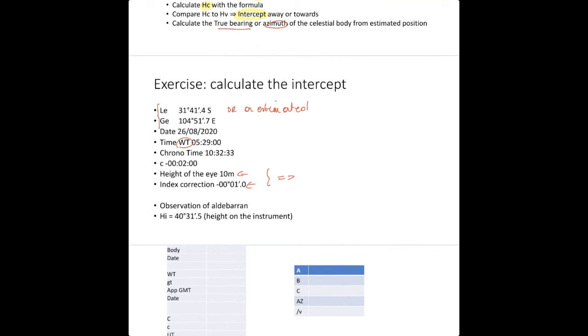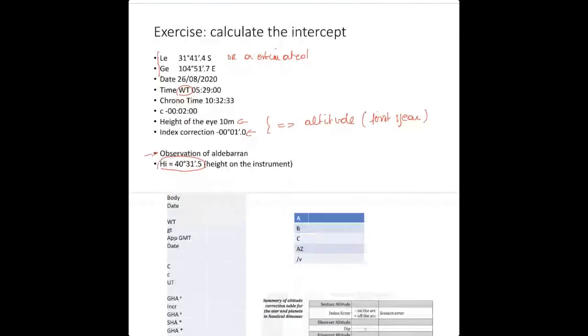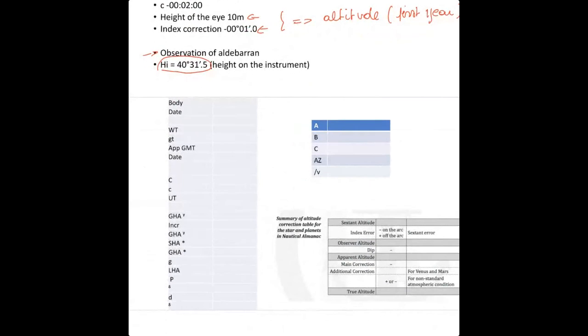This is altitude corrections. I have included a recording on this. I've published it on Blackboard, but this is what we have seen in the first year. And so we do an observation of Aldebaran, which is a star, and our instrument height says 40 degrees, 31.5. Okay, so then we start filling out this form here.